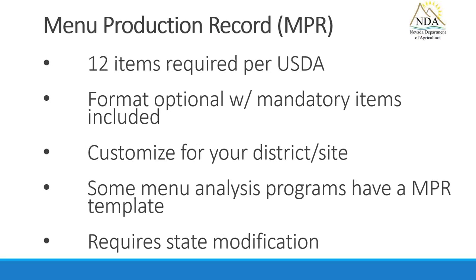There are 12 items that are required per the United States Department of Agriculture, and we will be covering those in a few more slides. The format is optional, but you must include these mandatory items on your form. You can customize it for your district needs or your site needs. We have a very varied audience and a lot of stakeholders that are filling out menu production records, and you want to get a form and customize it for what works best for you in your district and at your site. There are even some menu analysis programs that have a built-in menu production record template in the program itself. But please keep in mind it does require state modification to meet the state needs for Nevada.